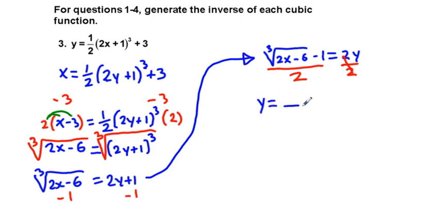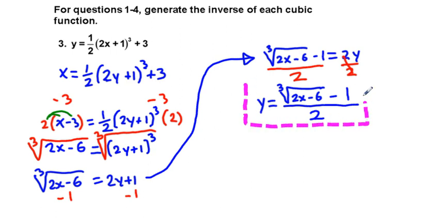I'll make a fraction bar here, the cube root of 2x minus 6, and then outside the radical minus 1, all over 2. And that is going to be our inverse function for problem 3.